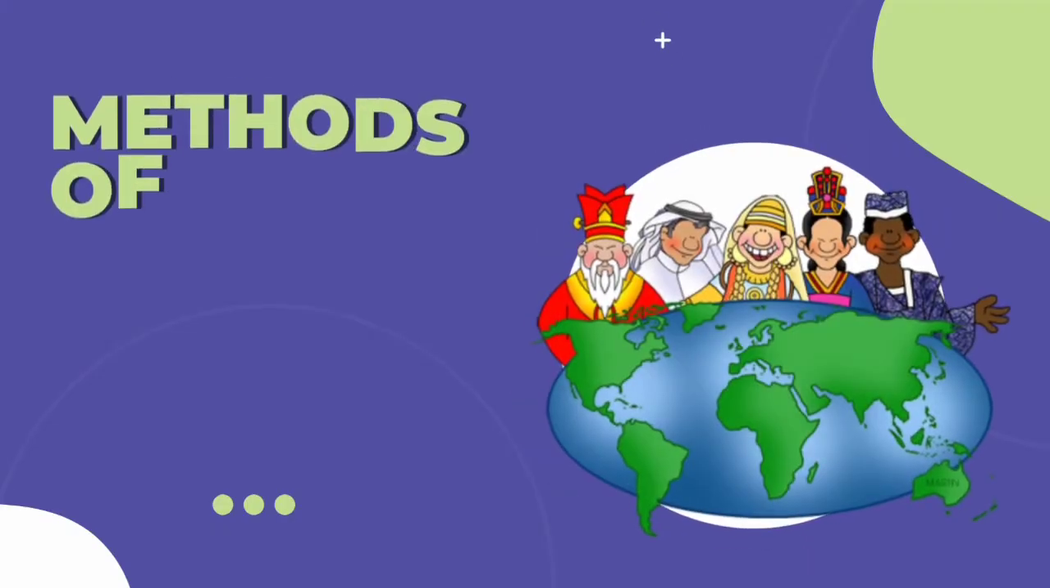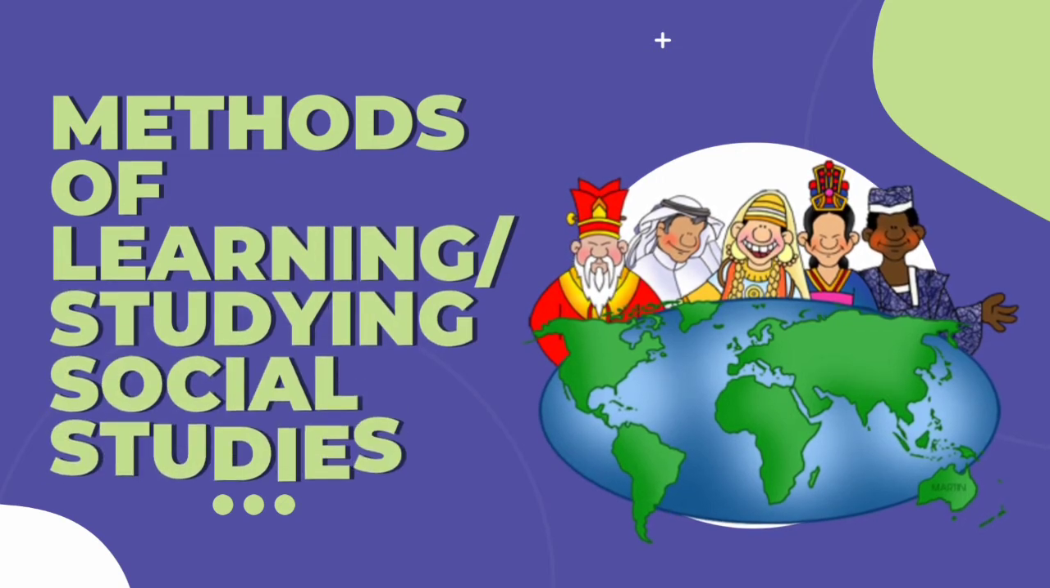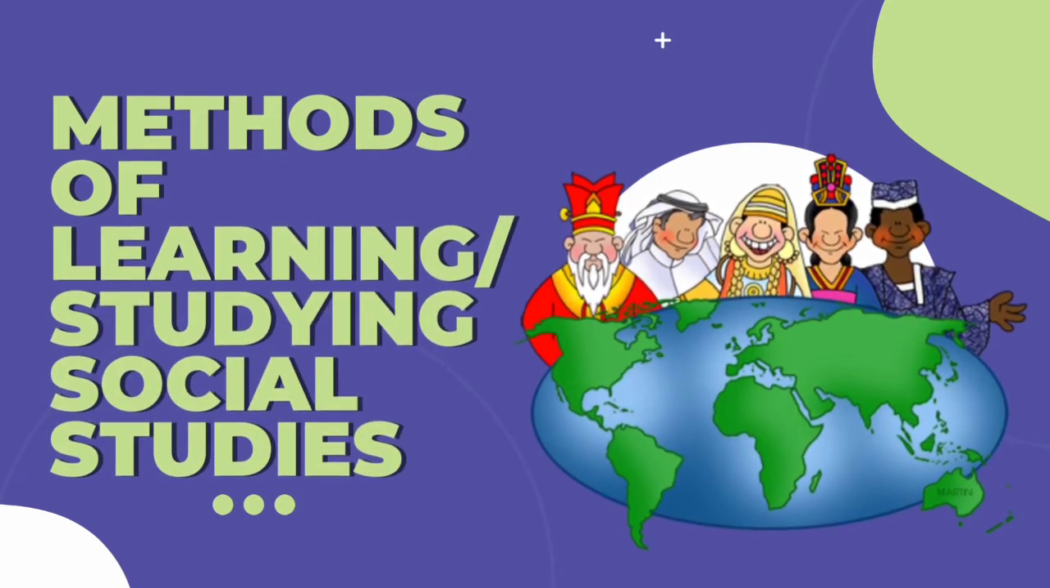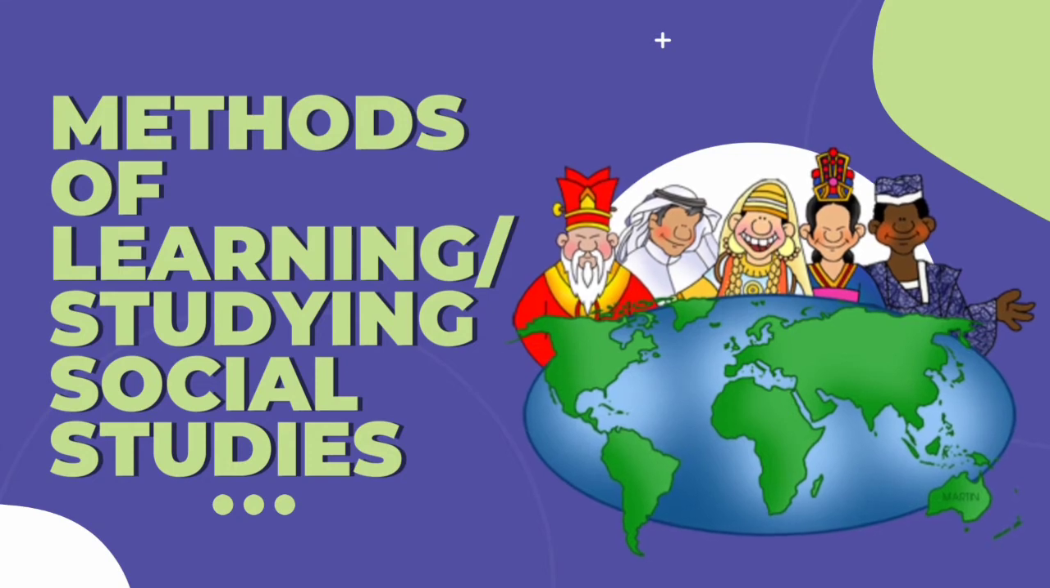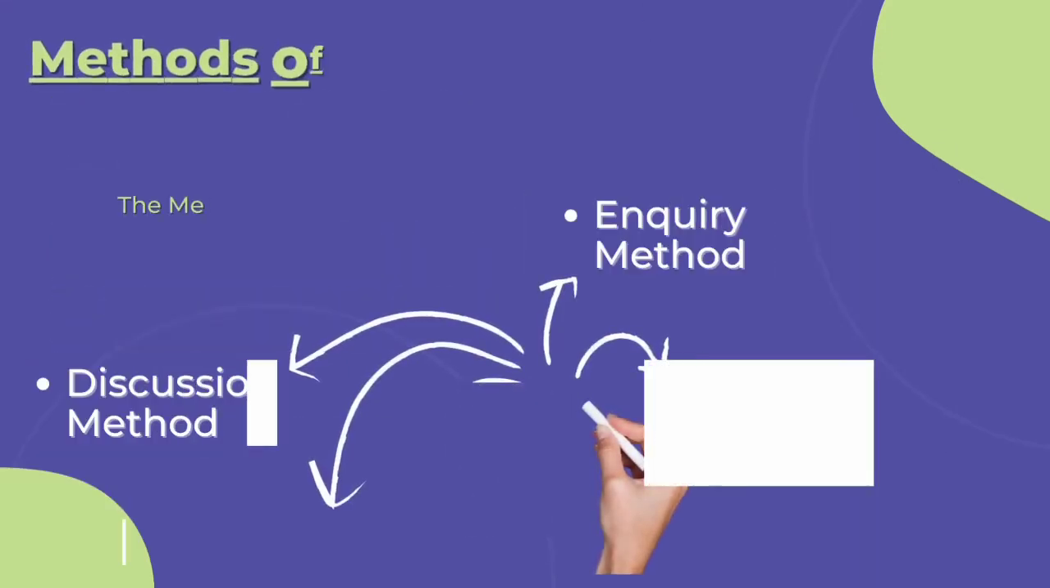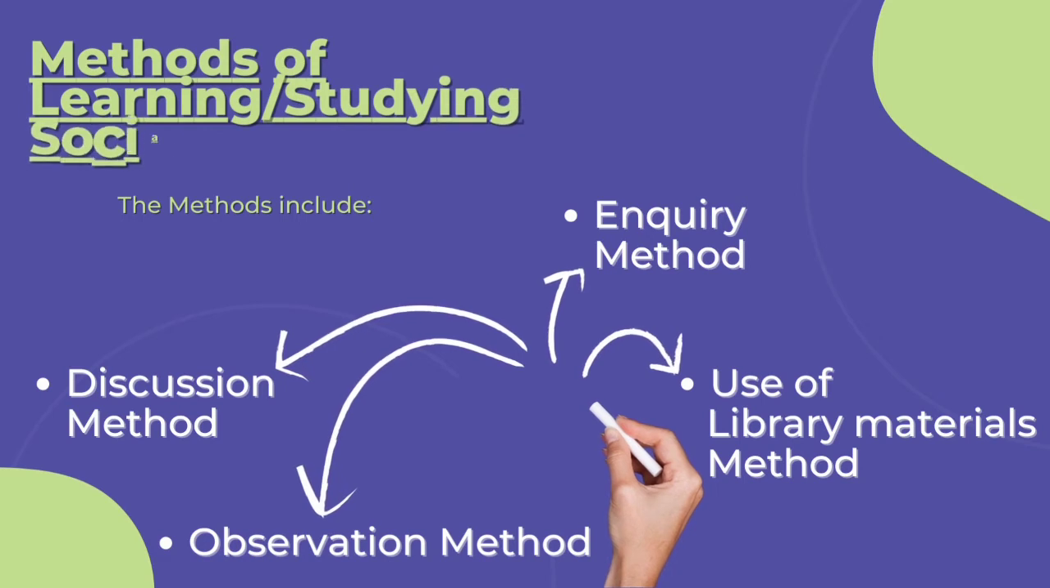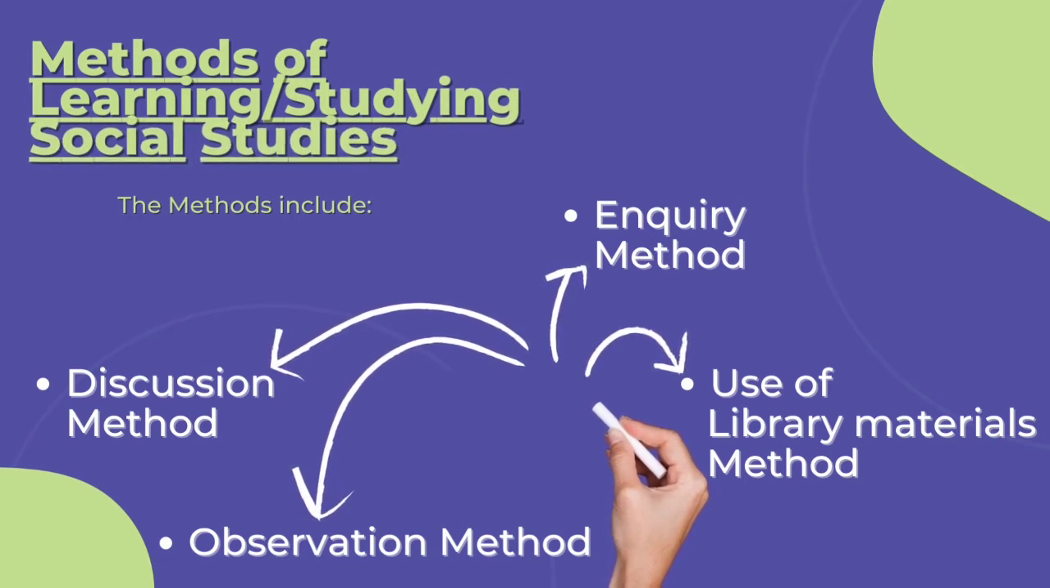What are the methods of learning or studying social studies? Yeah, they have listed four methods here. We have the discussion method. For example, in a classroom where the teacher and the students can discuss some things in social studies. They can talk about culture, the nation, religion, the environment. This is one of the methods you can use to learn social studies.